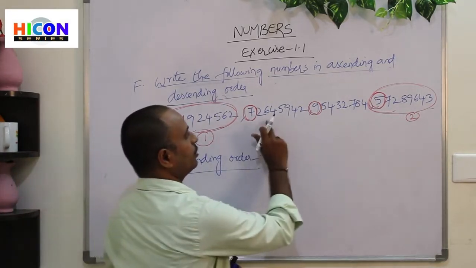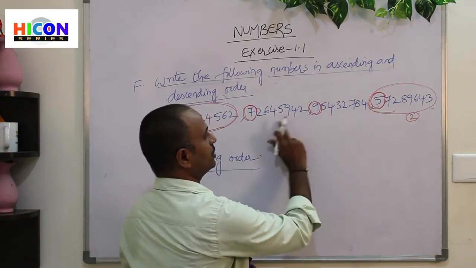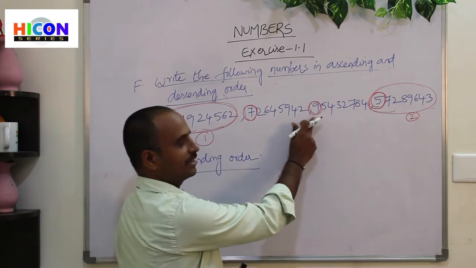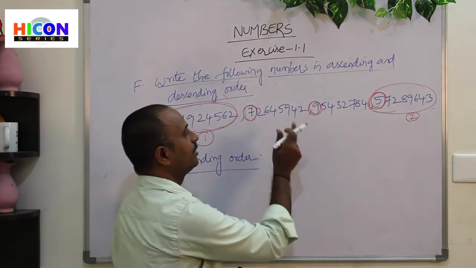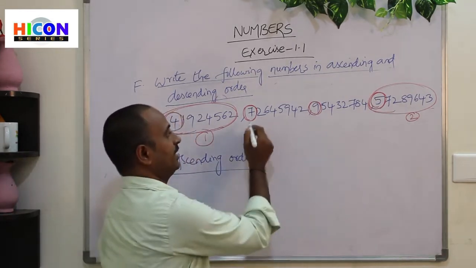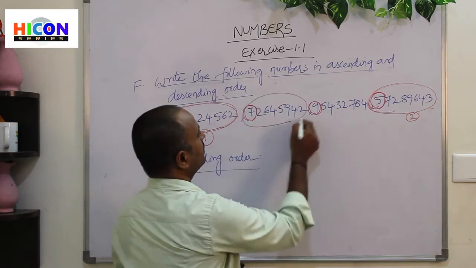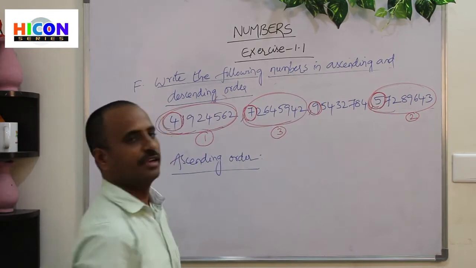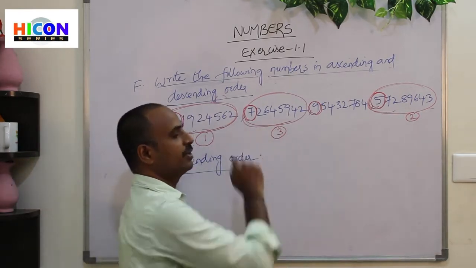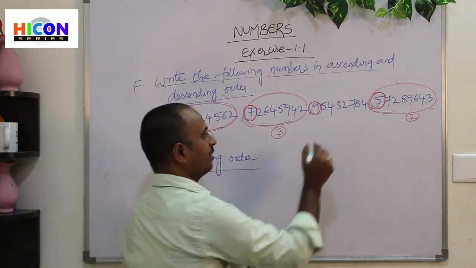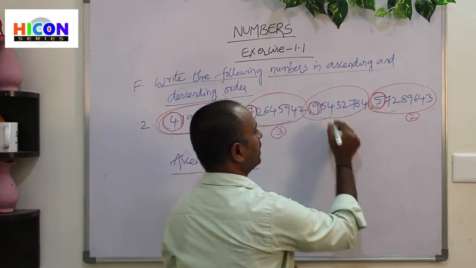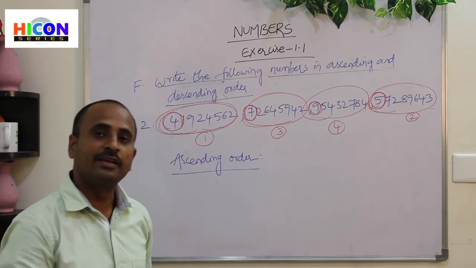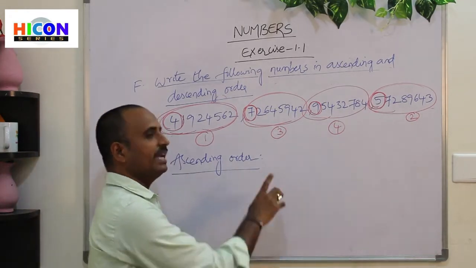So there are 2 numbers remaining. Among these, the first digit is 7 and the first digit of the other is 9. Among 7 and 9, which one is the smaller? 7 is the smaller. That's why this second number should be written in the third place in ascending order, because this is the third smallest number. And the remaining last number should be written in the fourth place, that is, last while writing the ascending order.